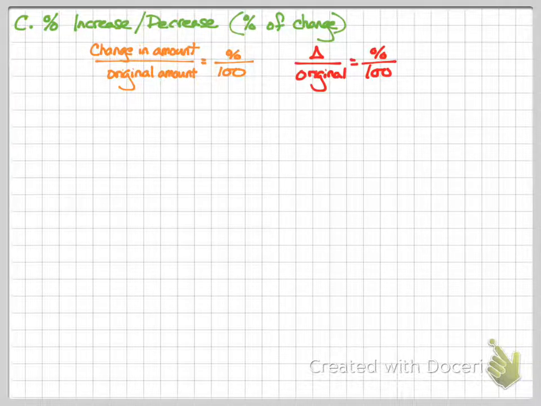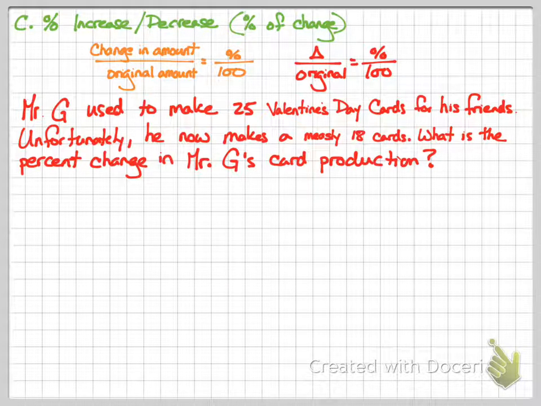Well, before we get to the example, you might see this. I write down this delta symbol, the triangle. The delta symbol means the change over the original amount equals the percent out of 100. Remember, the original amount is always on the bottom. So, let's look at this.